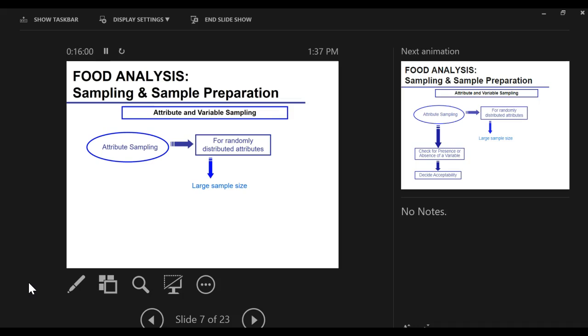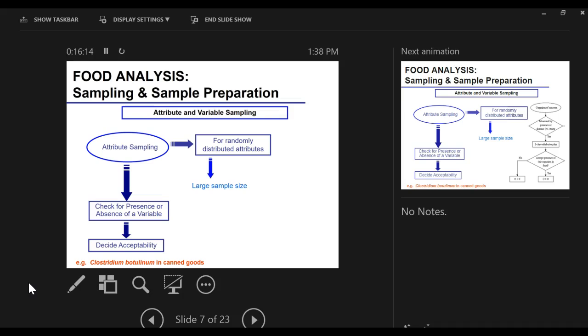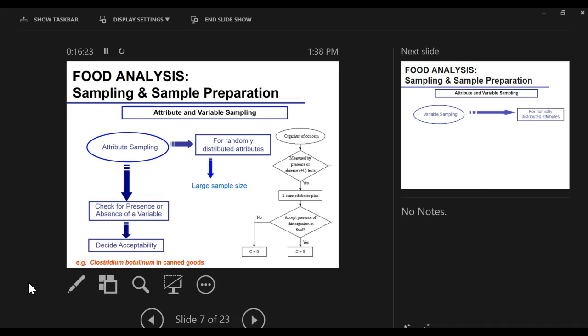In this case, an example is to check the presence or absence of a variable and then decide acceptability. An example could be Clostridium botulinum in canned goods. Is it there or not there? If it's there, you reject it. For an organism of concern, you measure presence or absence. If it's present, there is zero tolerance, that means more than zero, you reject. If there is any, it goes to reject. Count is zero, no more than zero count.